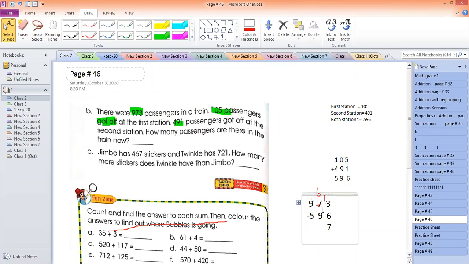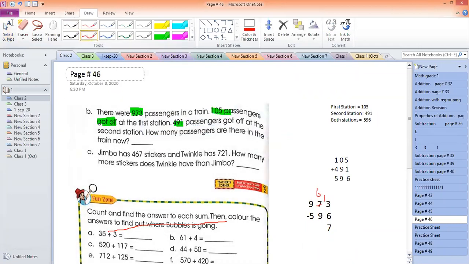It is 6 now. You have to minus 9 from 6. But you cannot subtract 9 from 6, because 9 is bigger and 6 is smaller. So this 6 will take 1 from this 9. So it will now become 16, and this 9 now will become 8.